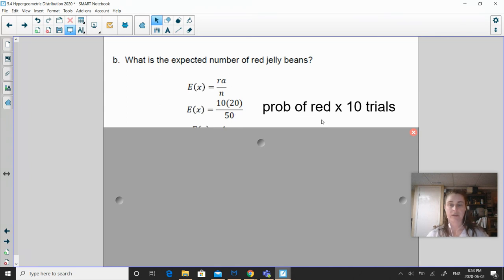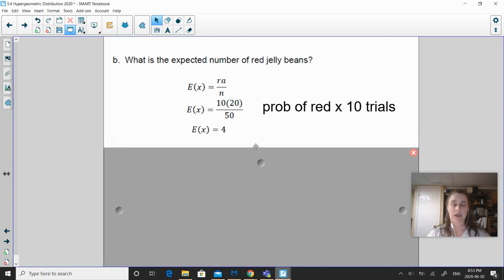The other way you can think of it is you can take the probability of getting a red jelly bean and then times it by the 10 trials. Probability of getting a red is 20 out of 50, and we're multiplying by our 10 trials. That's another way to think of it, and some people have more success thinking of it that way. And then when you do those calculations, it would be 4. So out of your 10 jelly beans, you should expect 4 of them to be red.